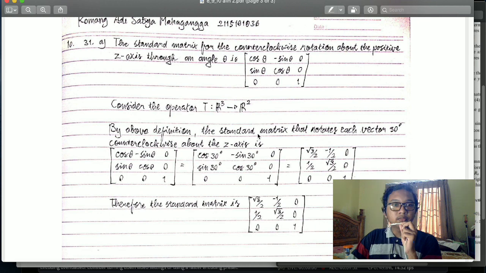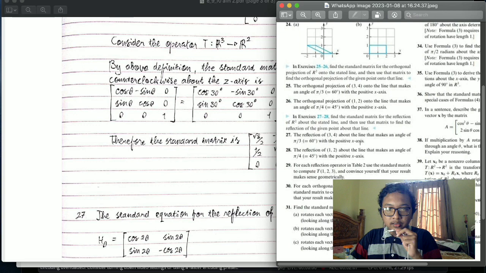The next problem I choose is problem number 27. Find the standard matrix for the reflection in the two-dimensional vector space R2 about a line, and then use the matrix to find the reflection of the given point about that line. So the reflection of 3, 4 about the line that makes an angle of π/3, which is 60 degrees, with the positive x-axis.